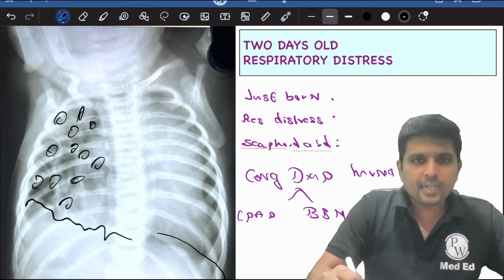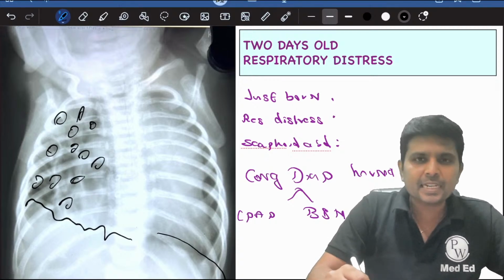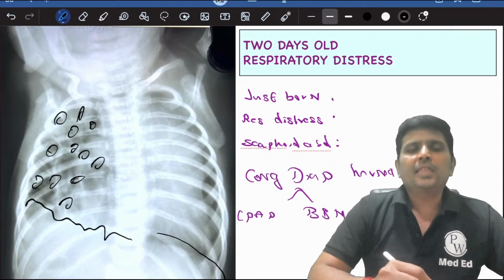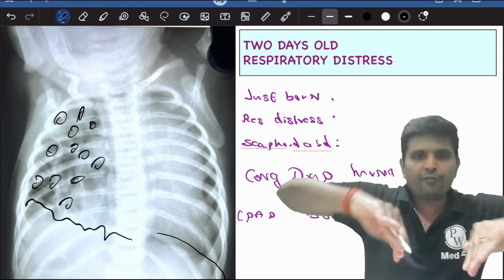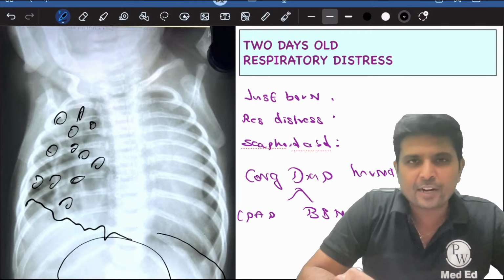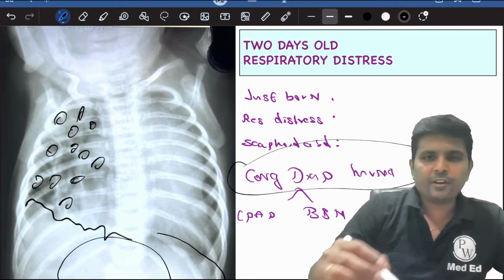In congenital diaphragmatic hernia, because of the defect in the diaphragm, the intestinal loops will move from the abdomen to the chest, as a result of which the abdomen will be empty and become scaphoid. So whenever there is neonatal distress along with a scaphoid abdomen, unless otherwise proved, it is a case of congenital diaphragmatic hernia. Point number 1, congenital diaphragmatic hernia.